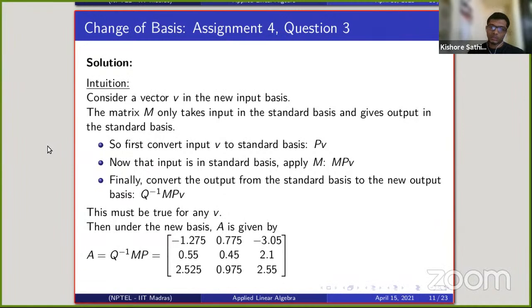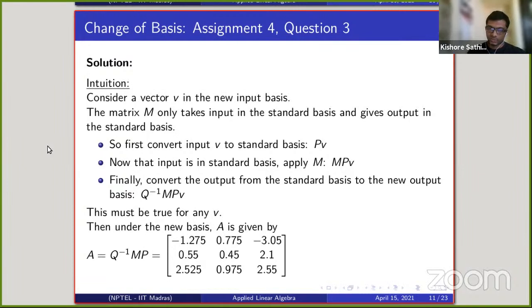And we know that M will spit out the output in the standard basis, but we want it in the new output basis. So we need to convert now from the standard basis to the new output basis. We know that Q is used to convert from the new output basis to the standard basis. So Q inverse will be used to convert from the standard basis to the new output basis. So we multiply by Q inverse. And then that's it. Q inverse times M times P times V.